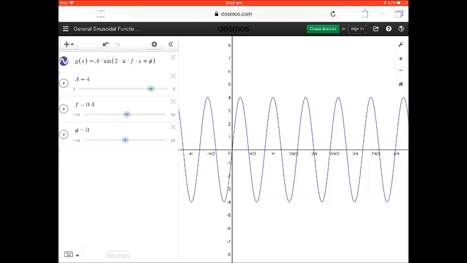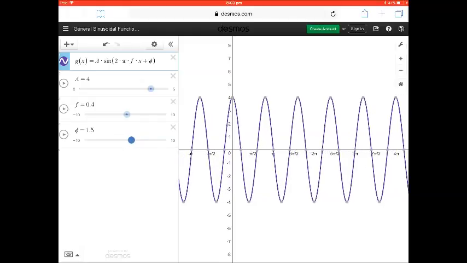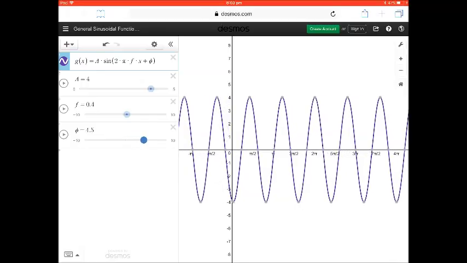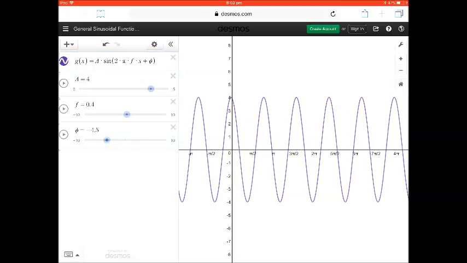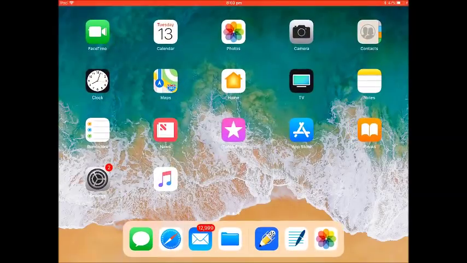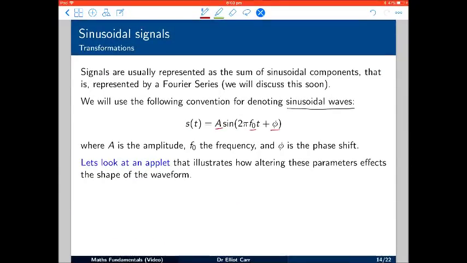Okay, so with a phase shift of 0, my function will start at the point 0. Okay, so at t equals 0, the value will be equal to 0, or at x equals 0 in this case. Now if I have a positive phase shift, then that moves the function to the left, and if I have a negative phase shift, then that moves the function to the right. Okay, so you can have a little play around with this in your own time. So I'll just go back to the slides now.